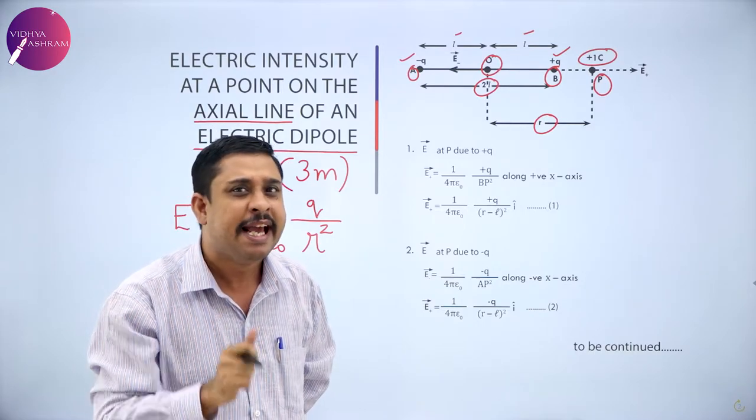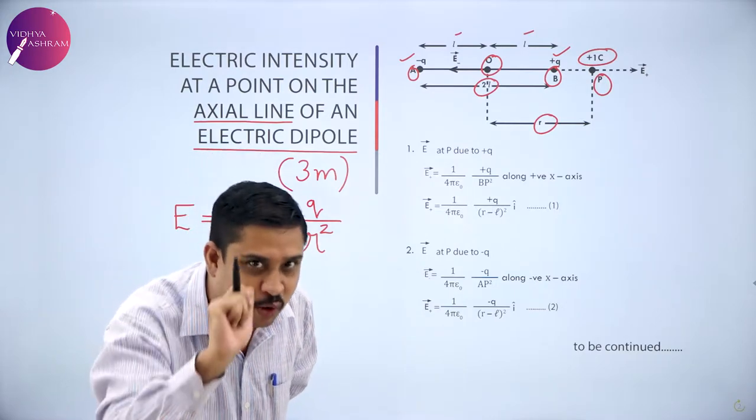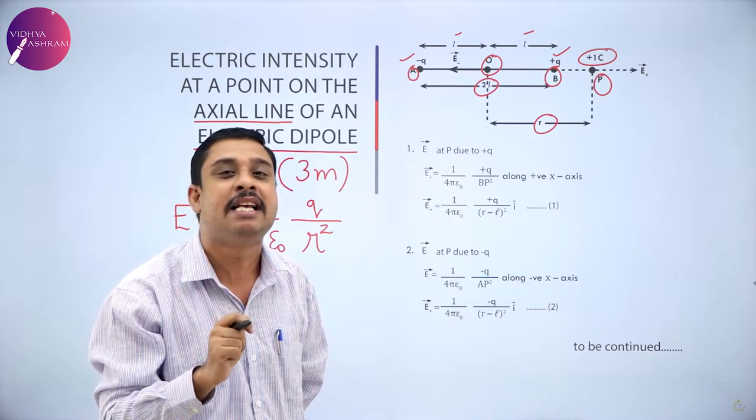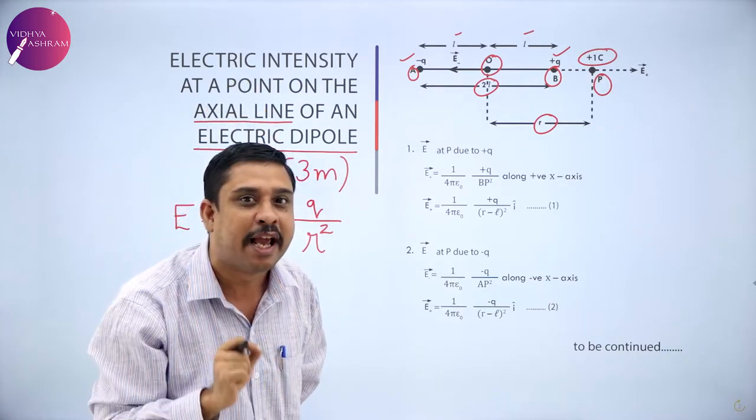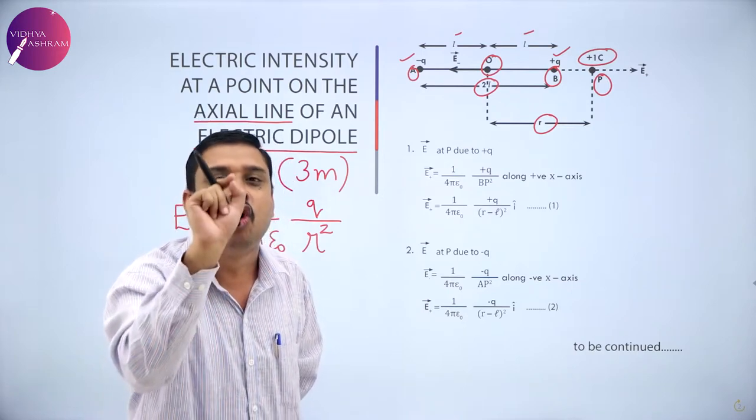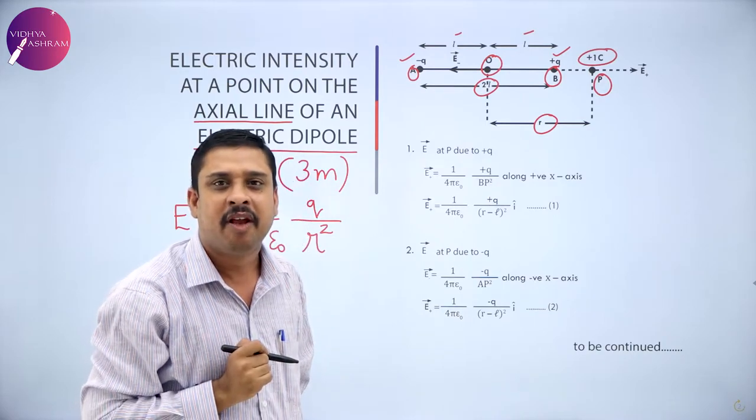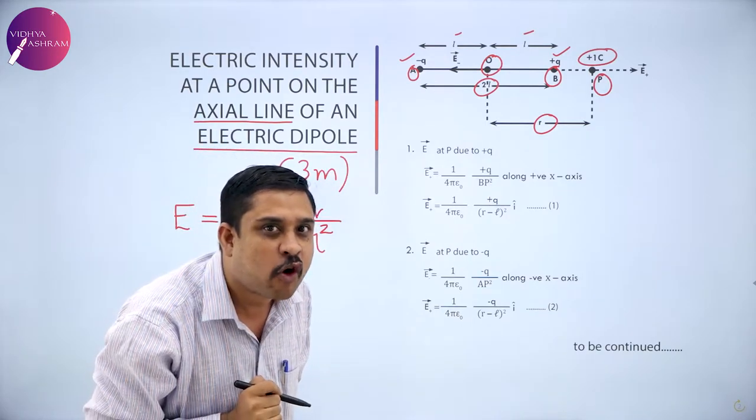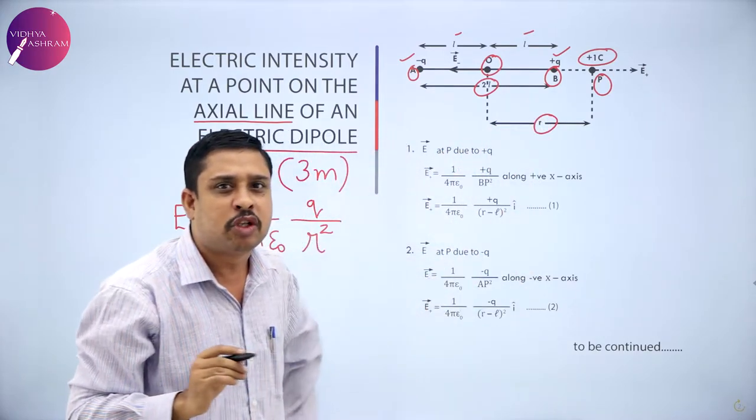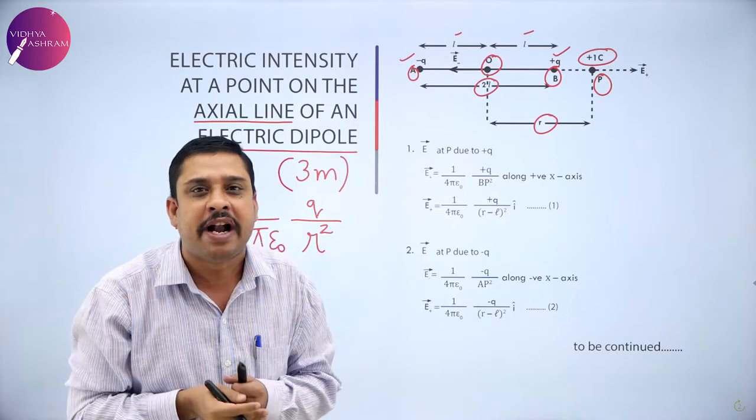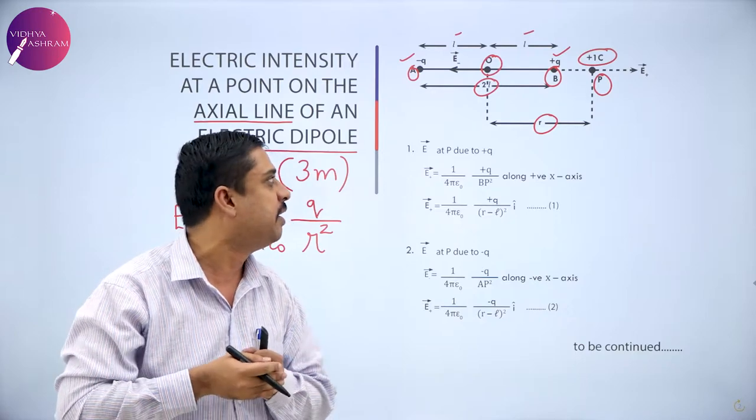Very simple. Where am I calculating the electric intensity? It is at the point P. So what do I place? The unit positive charge. The unit positive charge is placed at the point P. What is its distance from the geometrical center? It is R. So this is all what I have fundamentally taken to be as an assertion.